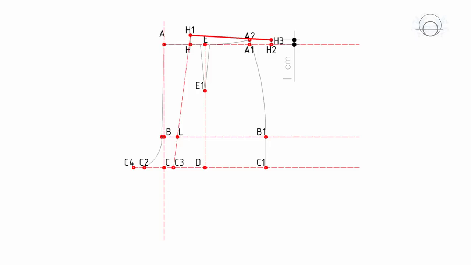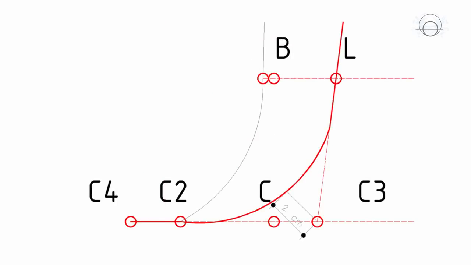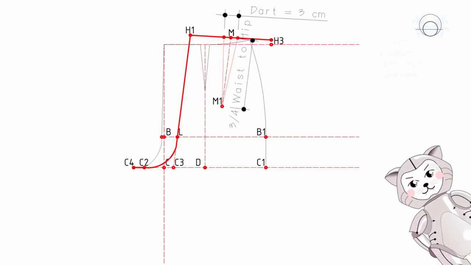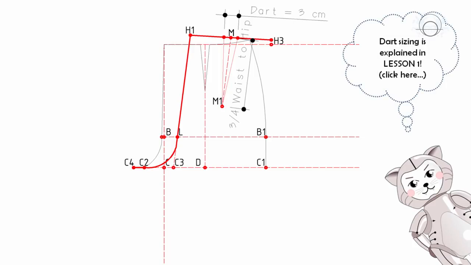Connect H3 to H1. Connect points H1, L, C2 and C4 by making a following curve, as showed on the detailed view. Measuring from C3 to the newly made curve, at a 45 degrees angle, the distance should be 2 centimeters. If not, adjust accordingly. Find the half distance between H1 and H3. Mark the point M. From point M, measure 3/4 of your waist to hip measurement, parallel to H1L line.